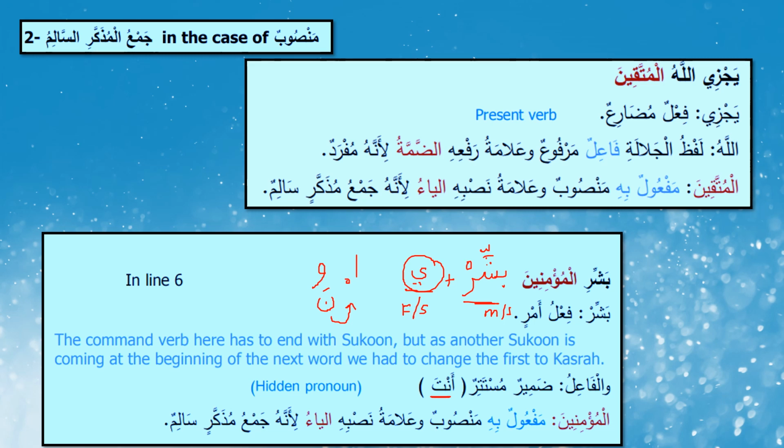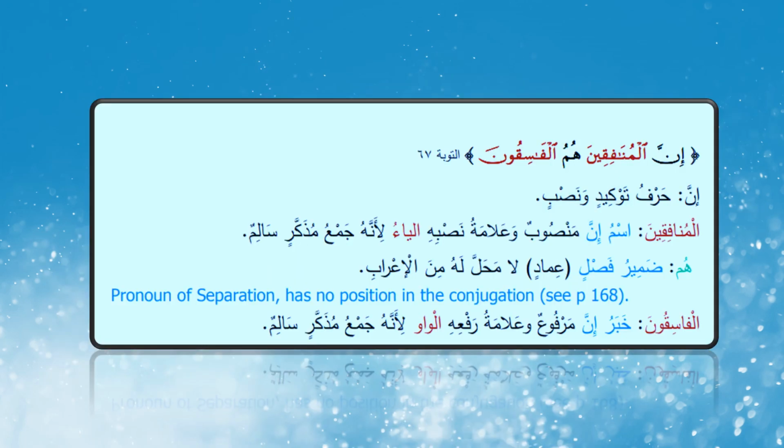So let's see the next i'rab of majroor case. Now this is an example of ism inna mansoob case. Let's check. Innal munafiqina. You can see the ya, and what is the position coming after inna?